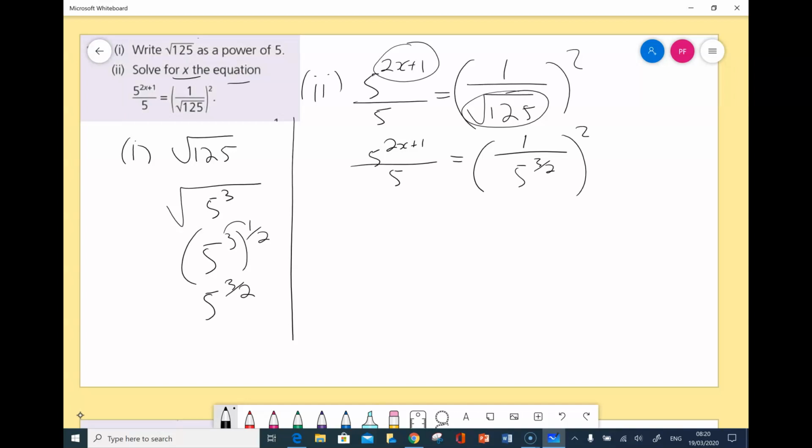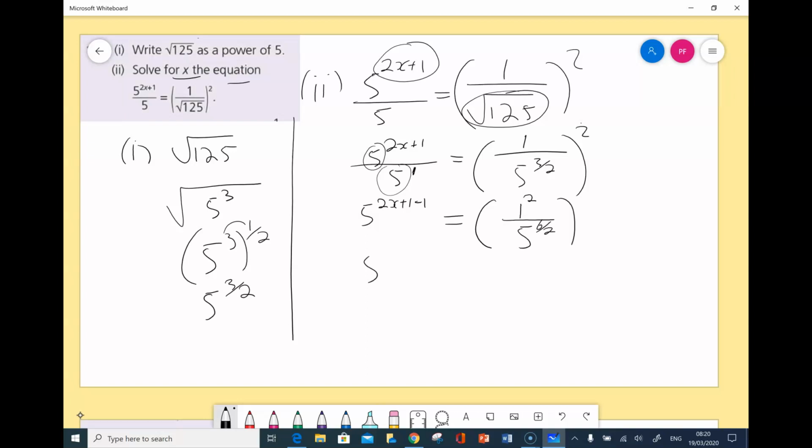Okay, so we'll do both sides here. Just to change things up, rather than bring the 5 across to multiply, we know this 5 is the power of 1. It's the same base number as above, so when we're dividing base numbers that are the same, we just subtract our indices. That's 5 to the power of 2x plus 1 minus 1. Now over here we've got a squared on the outside of the bracket, so that needs to distribute, needs to multiply all the powers inside. So that'll be 1 squared over 5, and 3 over 2 multiplied by 2 is 6 over 2.